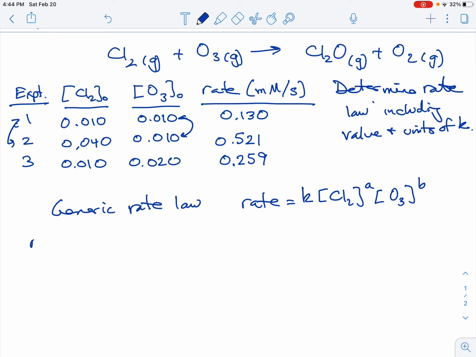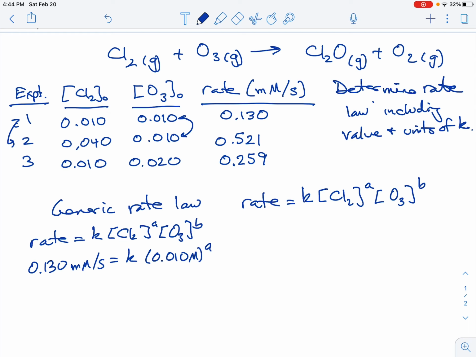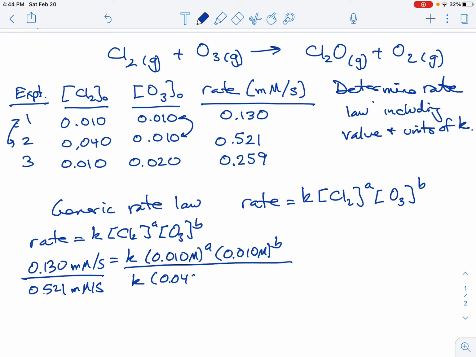So we've got rate equals K times Cl2 concentration to the A times O3 to the B. I'm going to plug in experiment 1: 0.130 millimolar per second equals K times 0.010 molar to the A times 0.010 molar to the B. Now experiment 2, which I'm going to divide into here: 0.521 millimolar per second equals rate constant K times 0.040 molar to the A times 0.010 molar to the B.